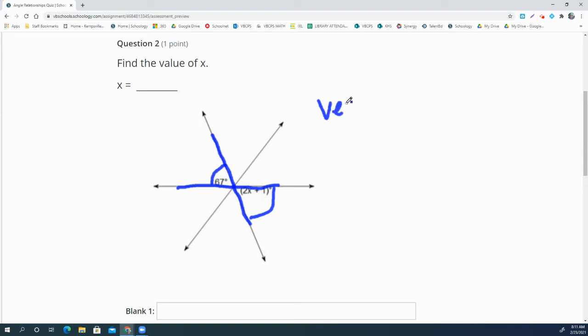So every pair of vertical angles, if they're on opposite sides, they're both acute, right? This little acute one and this little acute one, they're going to equal. So 67 equals 2x plus 1.